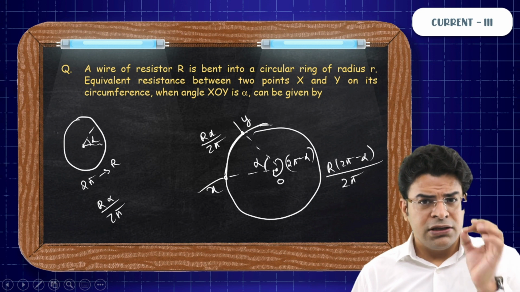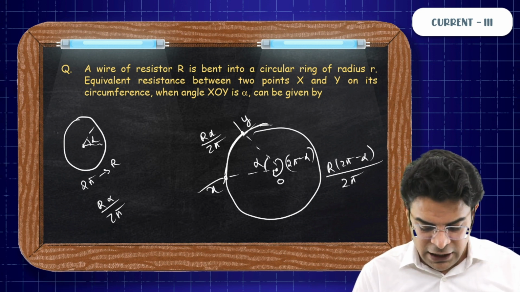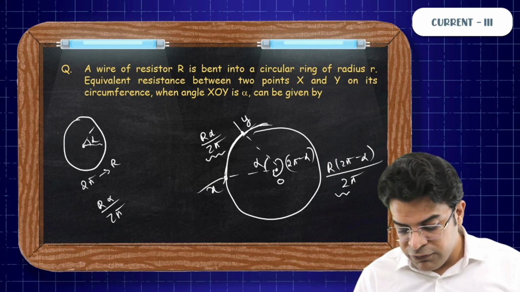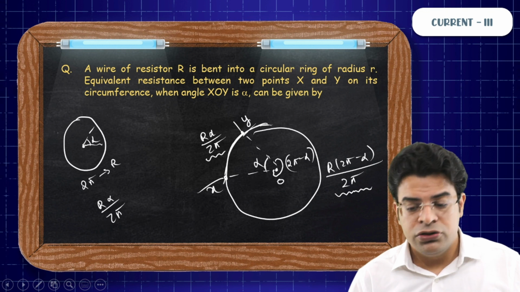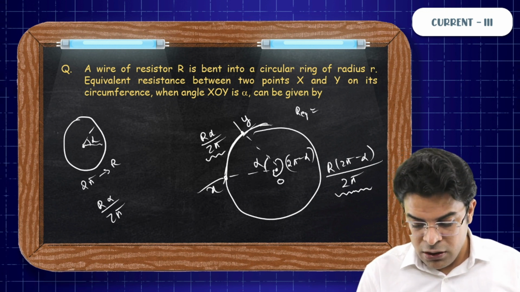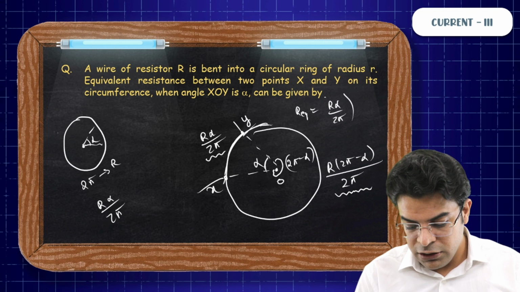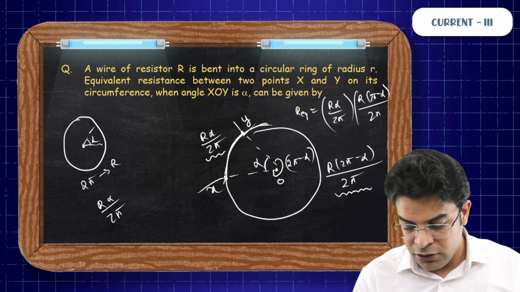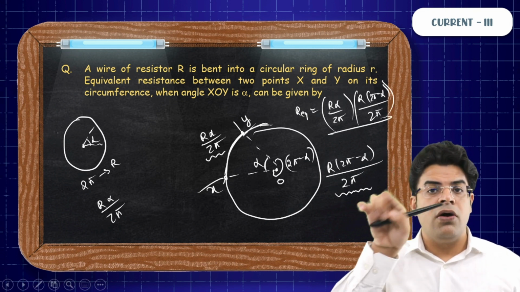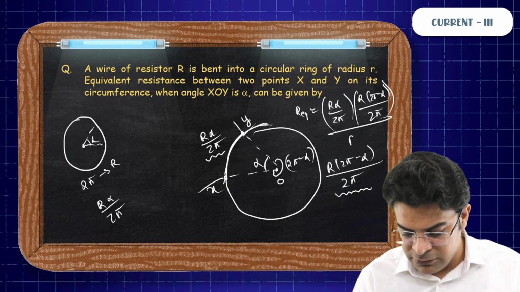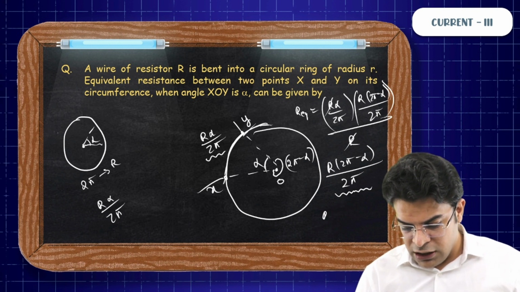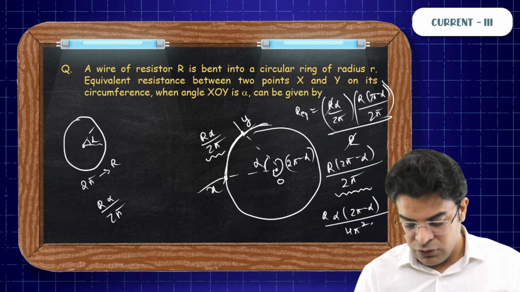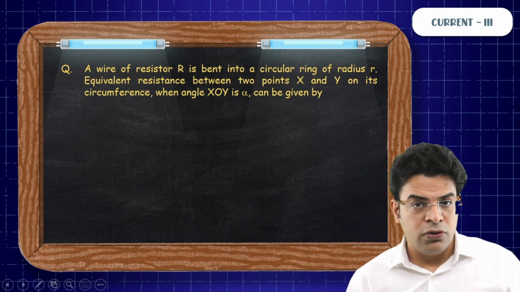So you will say the effective resistance between X and Y has to be the parallel combination of R alpha by 2 pi and R into 2 pi minus alpha by 2 pi. So you will get R equivalent equals R alpha by 2 pi into R into 2 pi minus alpha by 2 pi, divided by the resistance of the whole ring, R1 plus R2, which is nothing but R. So cancel out R, you get R into alpha into 2 pi minus alpha upon 4 pi square. Let's do it once more slowly.